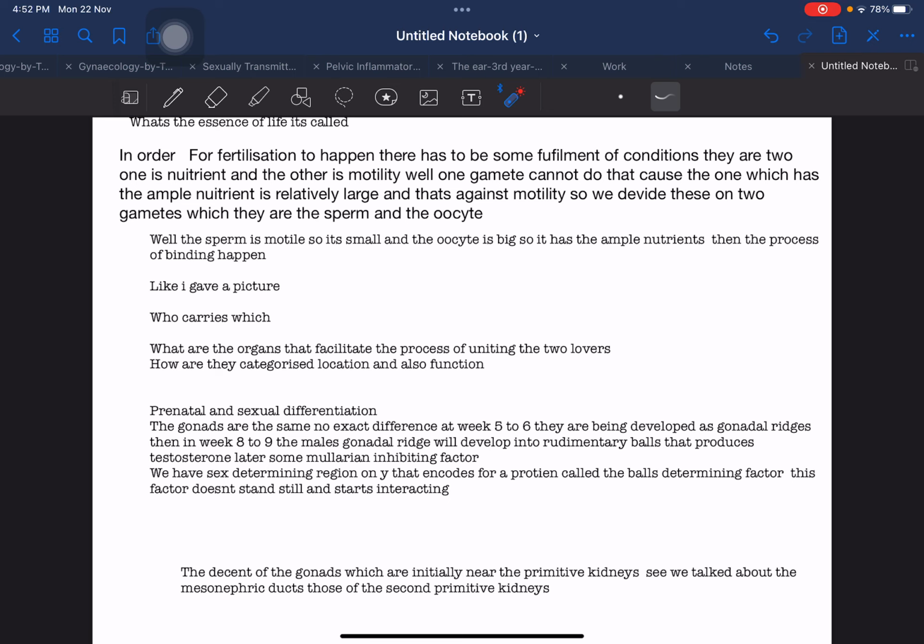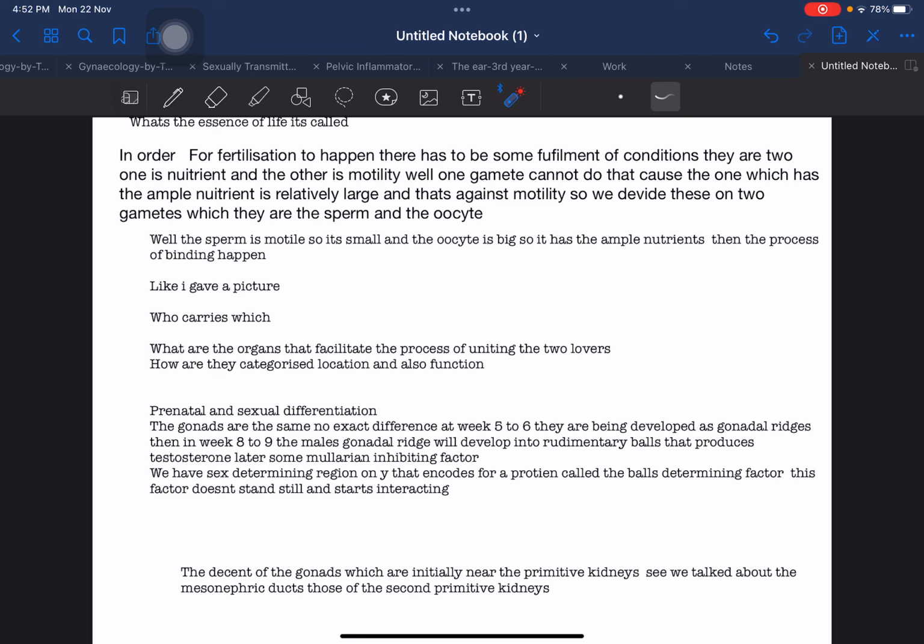Let's say this person will develop into a female. The Mullerian duct will develop into internal genitalia, then the mesonephric duct degenerates, and the opposite is true if the person is a male. So how does this happen? We talked about the Y chromosome. This Y chromosome has the sex-determining region on Y gene located on it.